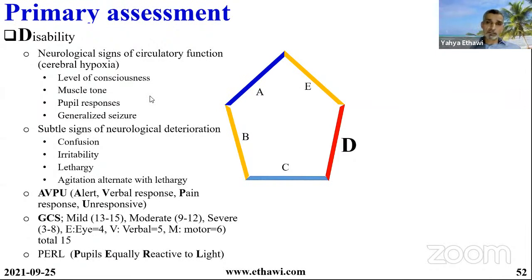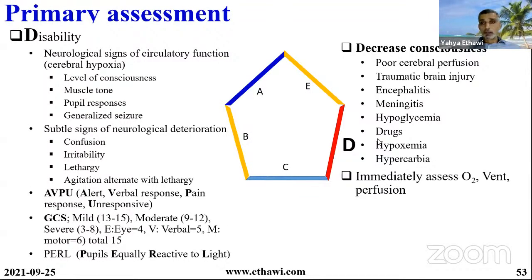Remember, it's a primary assessment. We talk about airway, breathing, circulation, and now the D. Decreased consciousness can be caused by many things, such as poor cerebral perfusion, trauma, encephalitis, meningitis, or both, meningoencephalitis, hypoglycemia, drugs, hypoxemia, and hypercarbia. Once you have a change in consciousness, the first thing you assess is the oxygenation and ventilation, then the perfusion.